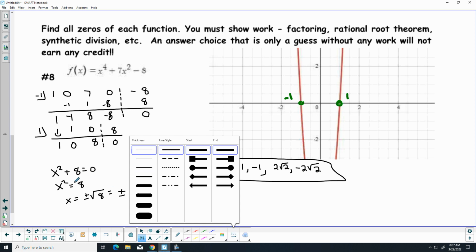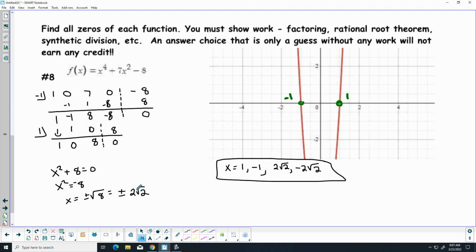That should have been a negative 8, which means that I should have an i right there. So I need to put an i right there and right there. Whenever you've got a negative underneath the radical, you're going to have an i. So let's probably write that a little bit nicer. Plus or minus 2i radical 2.